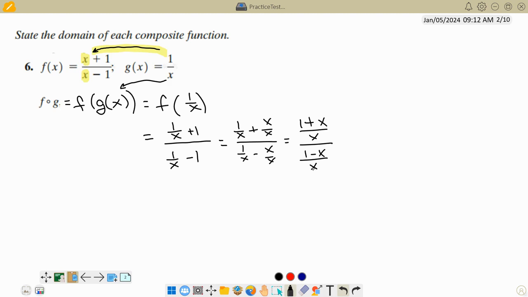When you take a fraction divided by another fraction, you change that into multiplication like this. Multiply by the reciprocal of the denominator. So I get x over 1 minus x. And these guys are going to divide out to 1. So I'm down to 1 plus x all over 1 minus x.